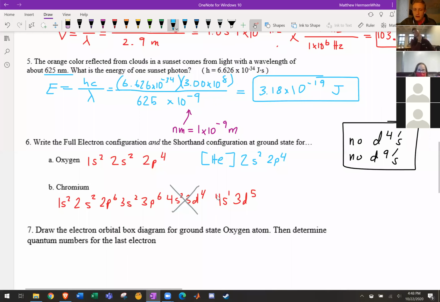So then getting the shorthand configuration, we have square brackets, and the most recent noble gas was argon. And so this would be 4s1, 3d5. What questions do you have on the electron configurations?